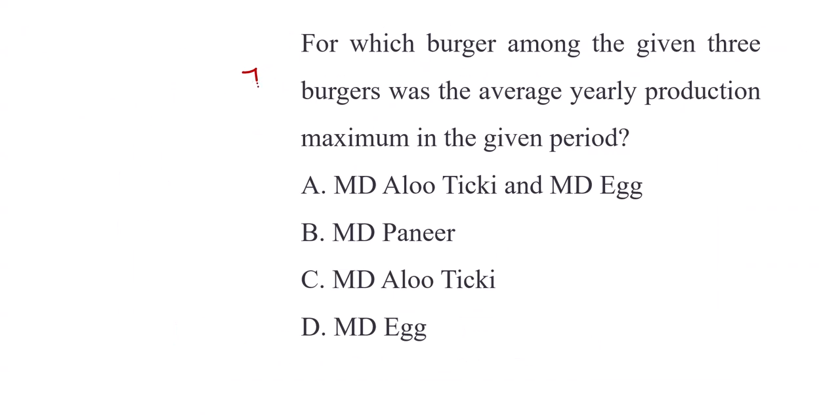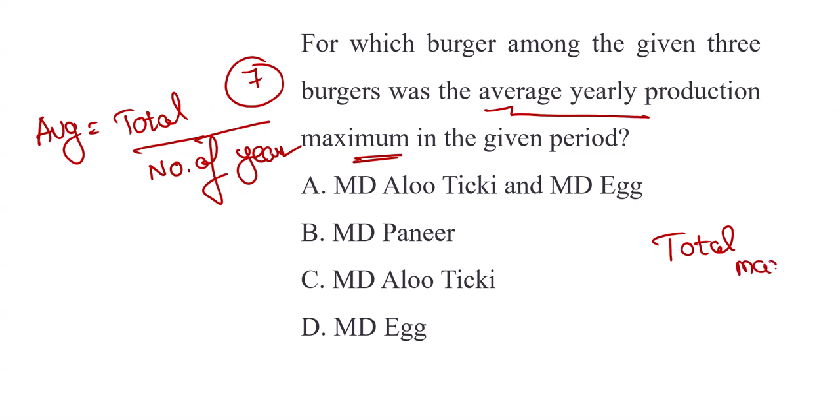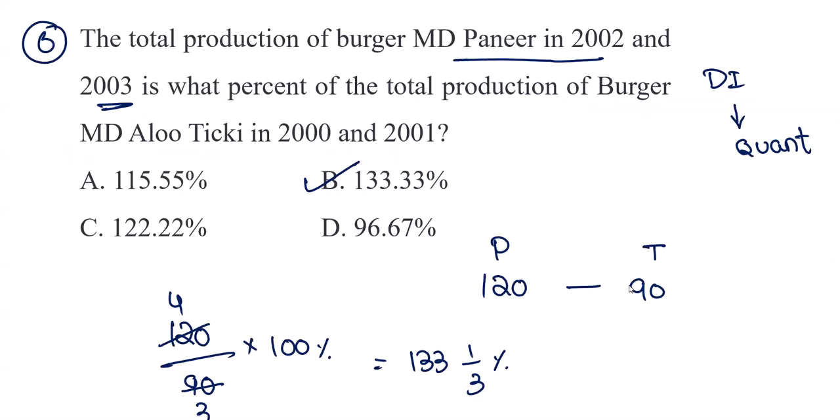Now see the next question related to the same graph. In the exam, the graph and the question below will be available. You can see it clearly, no problem. Here they are asking which has the maximum average. Average is nothing but the sum of observations divided by the number of observations, or total divided by number of years. If the total number of years is common, then the one with the maximum total is your answer. So go for the total here.